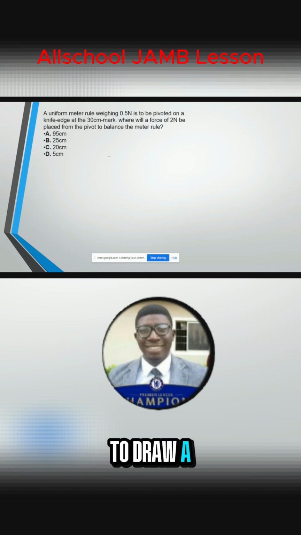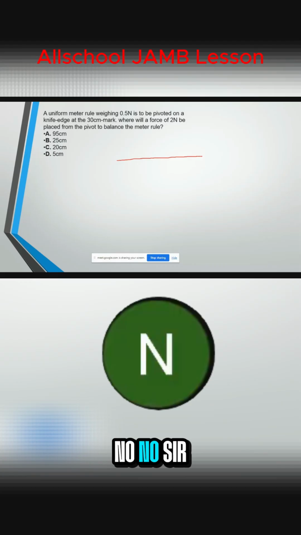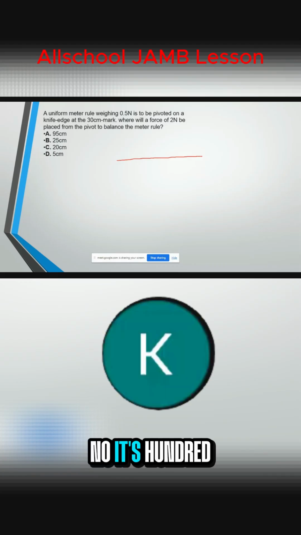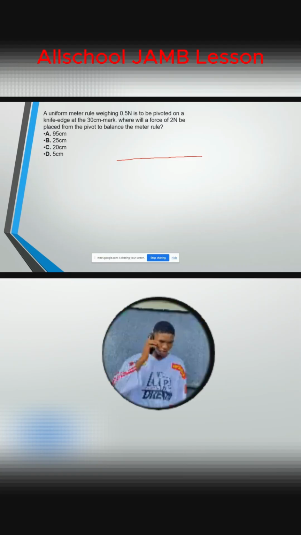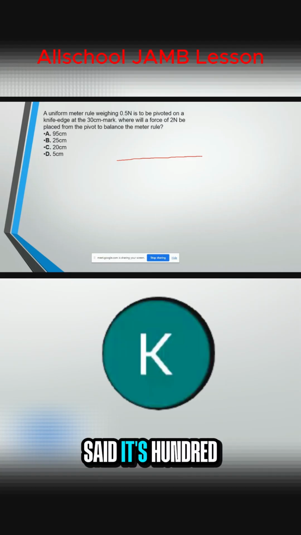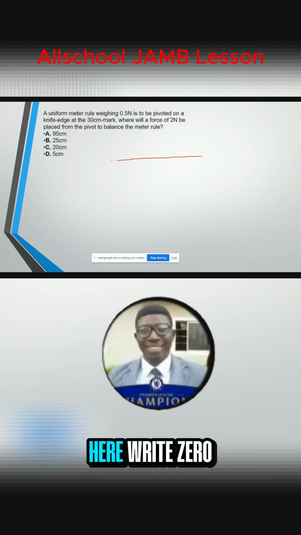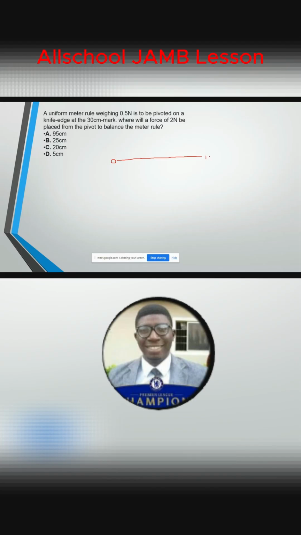So we need to draw a uniform meter rule. Did they give us the length of this meter rule? No, sir. It's 100, because you said it's a uniform meter, 100 centimeter. So here, write 0, and here, write 100.